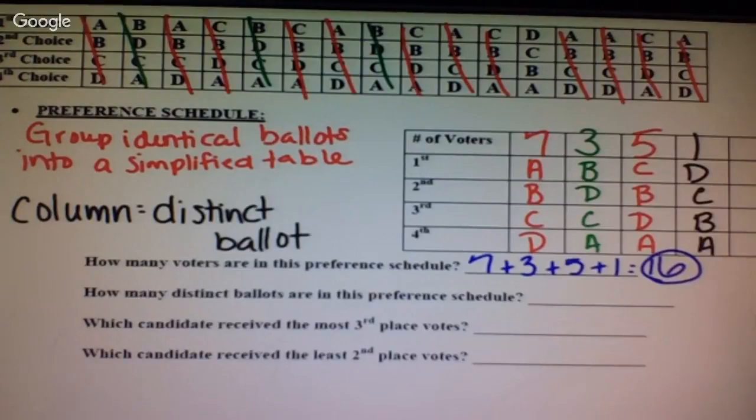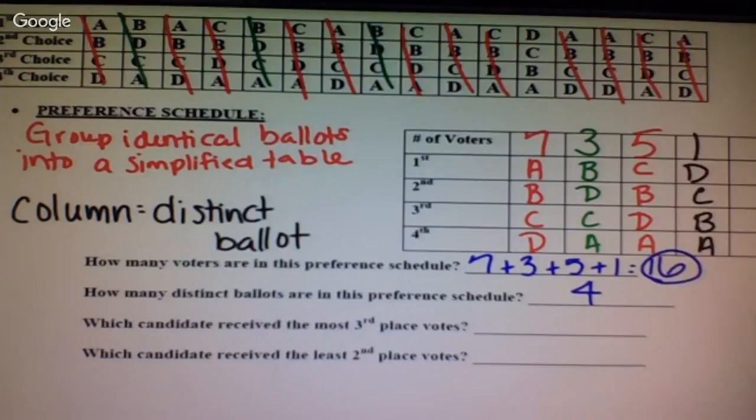How many distinct ballots are in this preference schedule? Distinct. 4. Every column is a distinct ballot because the order is different, okay? All right, let's see what you do with the next one.